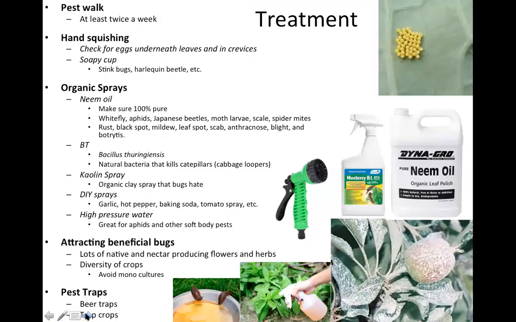So, treatment. There's a bunch of different things that we could do that we talked a lot about already. Again, having a pest walk once or twice a week, just walk around and look through your garden, and try to find eggs if you can. Squish what you can, knock them in soapy water. Some bugs like stink bugs you can squish; they just kind of smell, so the soapy water really helps with that.